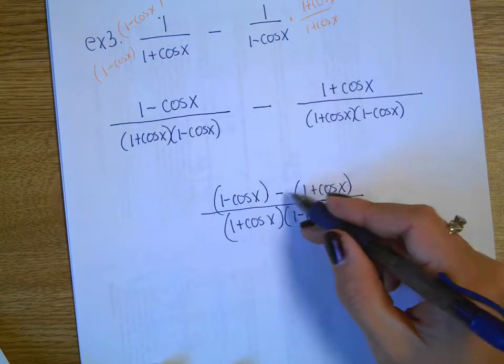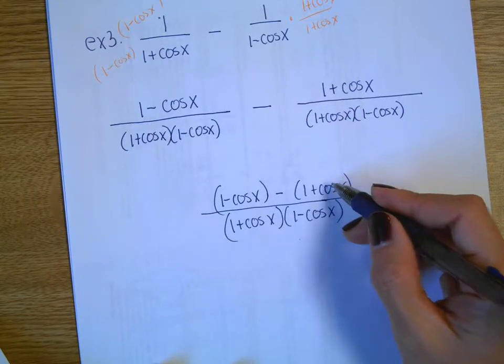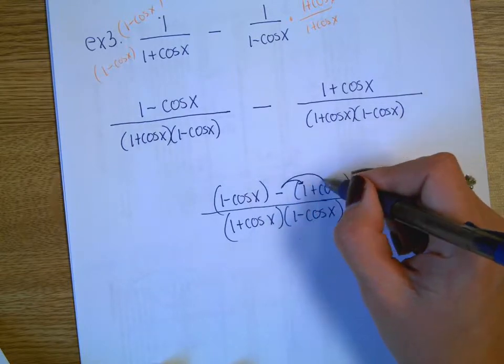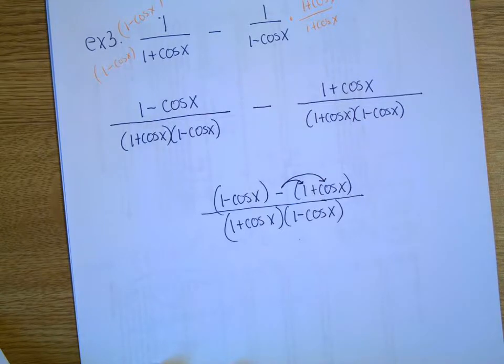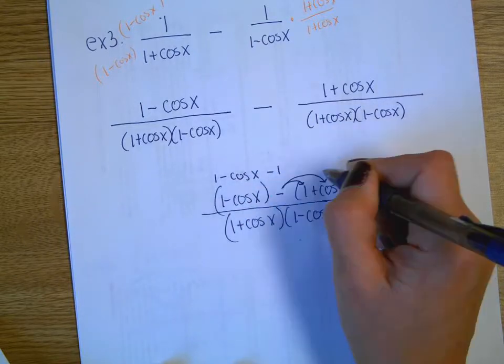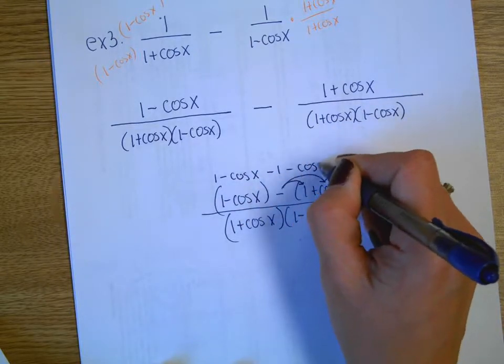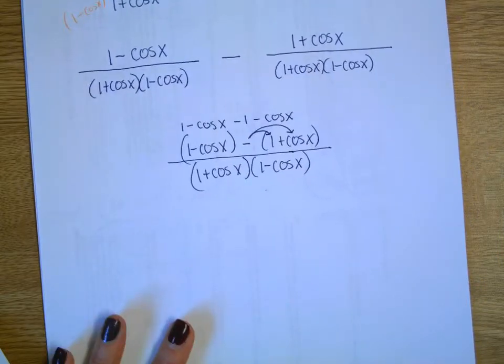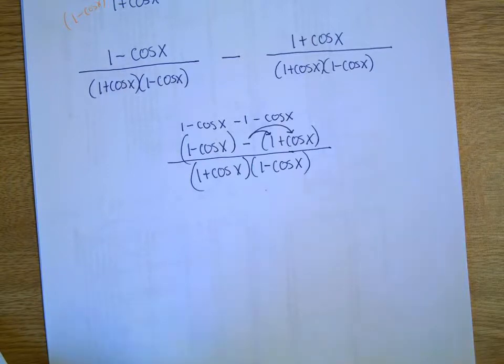I've got to subtract, so that means I have to distribute this negative into the second numerator. So if I do that, what am I going to have? Negative 1 minus cosine, so I can get rid of the parentheses and combine like terms. So I have 1 minus cosine x, then it'll be minus 1 minus cosine x again. Are you okay with that? I just distributed the negative and I wrote it out. So now I'm going to combine like terms.